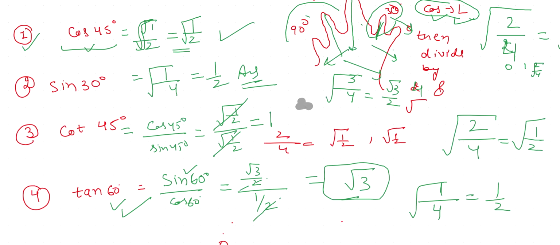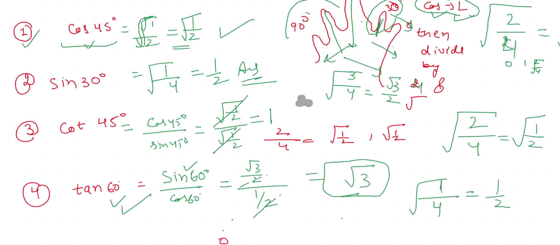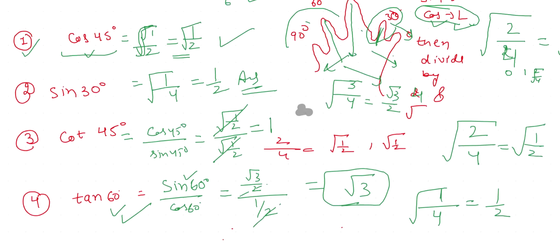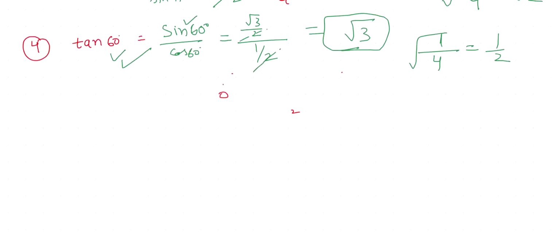I just want to confirm the value of tan 60 degree. Okay, that is root 3. Clear? Now, you have to calculate the value for secant 45 degree and cot 60 degree. So this is your homework.